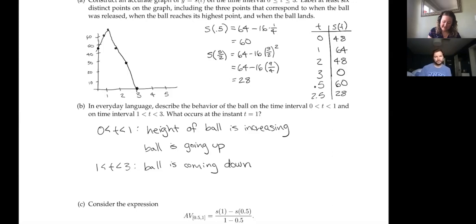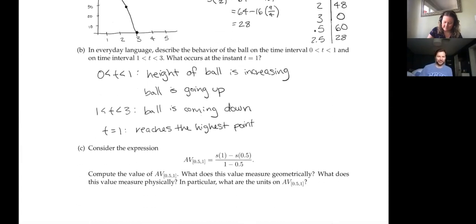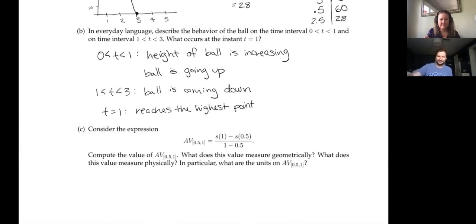Okay, and what about the instant t equals 1? I guess I would say it reaches the highest point. It's neither going up or down. It switches from going up to going down.